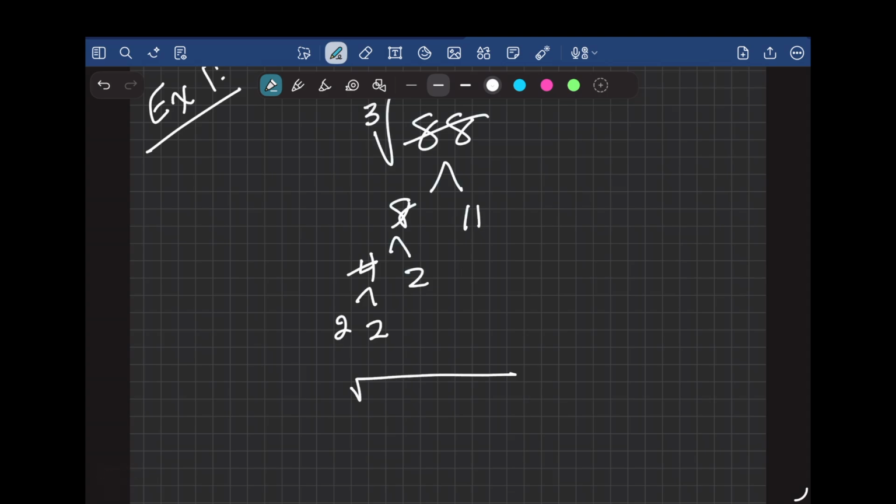So this is what I organize. So I have 3 2s and an 11. So I have 2 times 2 times 2 times 11. And again, this is the cubed root, so I'm going to keep that little 3 here. I'm looking for triples. So here I have a set of 2s. And for every circle that you create, you write that number 1 time outside. So that 2 goes outside, and then everything else stays. So inside that cubed root symbol, I have that 11, and I am done.